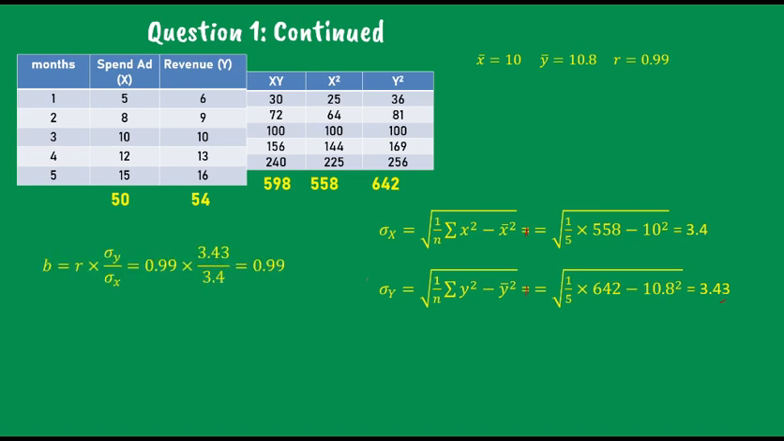Now we have to calculate b. This is my byx or b, that is equal to r into sigma y by sigma x. So I just replace the values and find the value of b as 0.99.